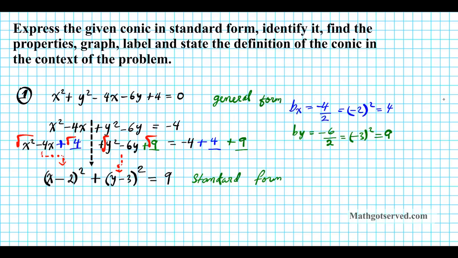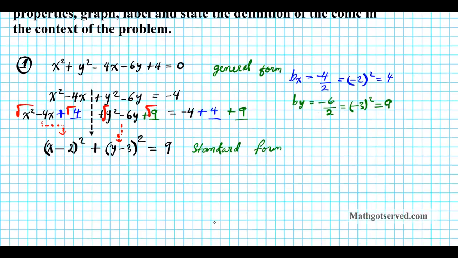All right. Now let's go ahead and find the properties. Okay, properties. First thing we're going to look at is what kind of conic is this? The conic we determined earlier is a circle because you have two squares and a plus, and the coefficients are the same. So conic is a circle.